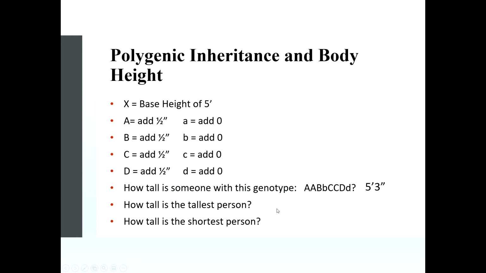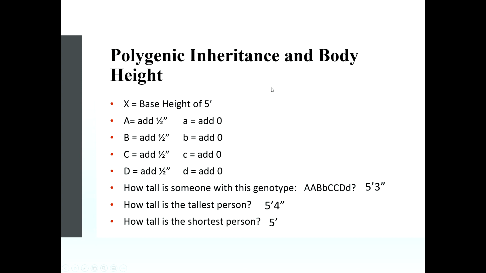How tall would the tallest person be if they had all dominant alleles? The very tallest person would be what? Exactly, 5'4". Because if every one of these were dominant, that'd be 1 inch, 2 inches, 3 inches, and 4 inches. How tall would the shortest person be if they had all recessive alleles? They would just be 5 feet, right?